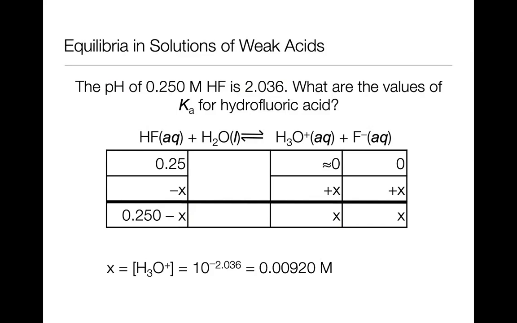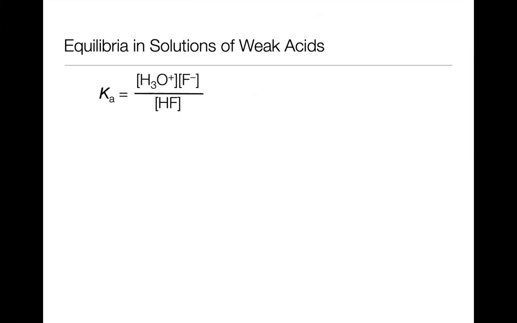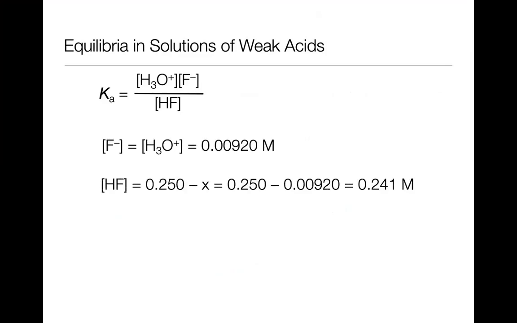So if we know that the concentration of hydronium is equal to X, that's what I have here. X equals the concentration of hydronium. I rearrange that pH equation and immediately solve for X. Without having to do any more work, I can just dump X into these equations. There's my Ka: H3O+ and F-, both equal to X. I already solved for it.